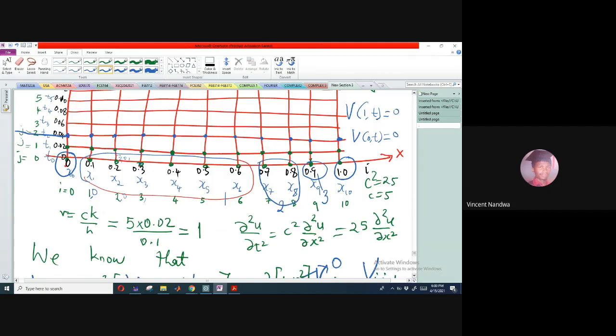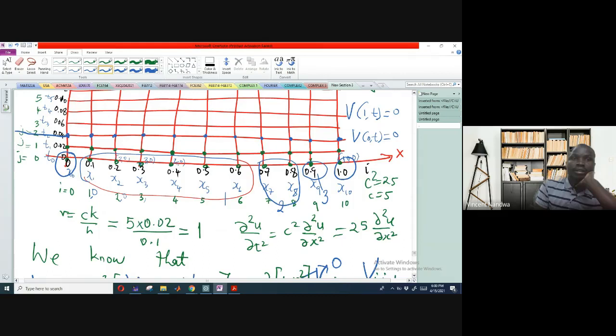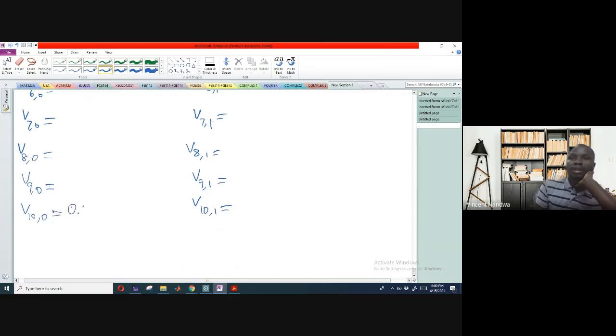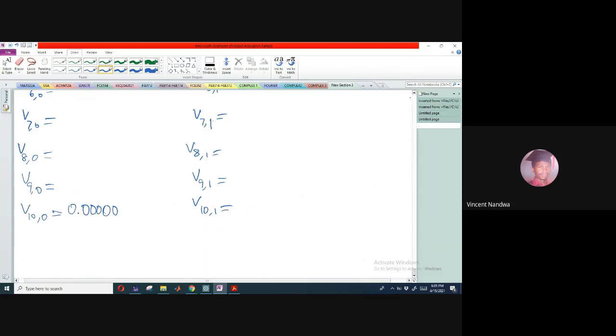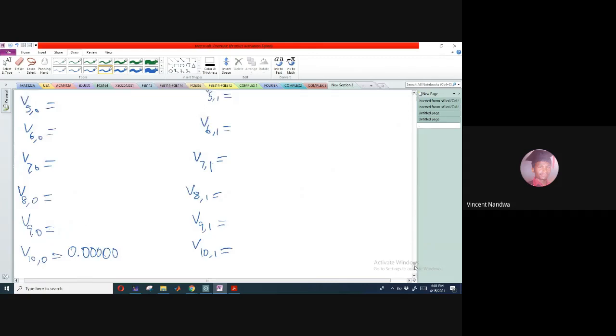This is the point 2,0, 3,0. This is the point 4,0, up to the point 10,0. When you write 10, you mean x10. When you write 0, it means t0. So from this point to this, these are boundary values that are already given. So V0,0 is given, and 10,0 is already given as 0. So we can just fill this as 0, and then come and fill this one as 0, nothing special with that.